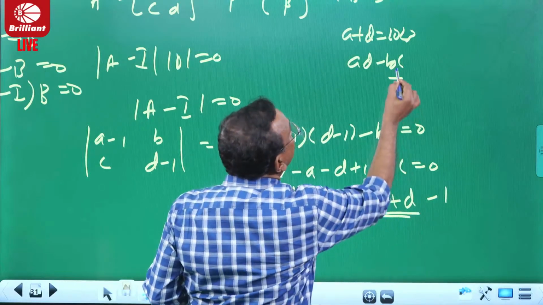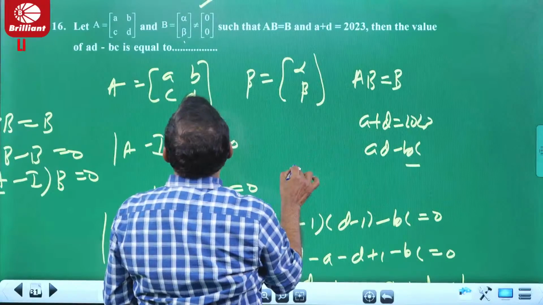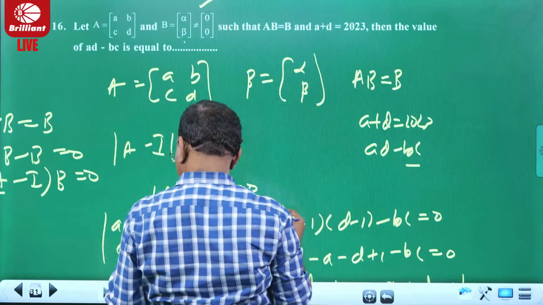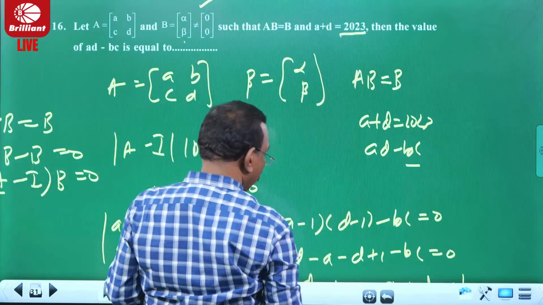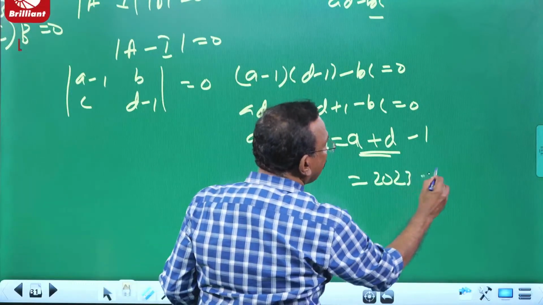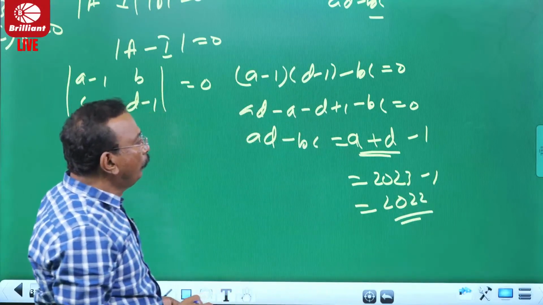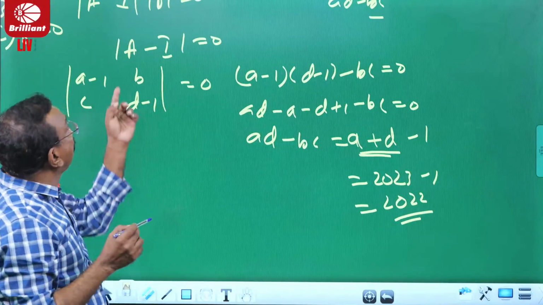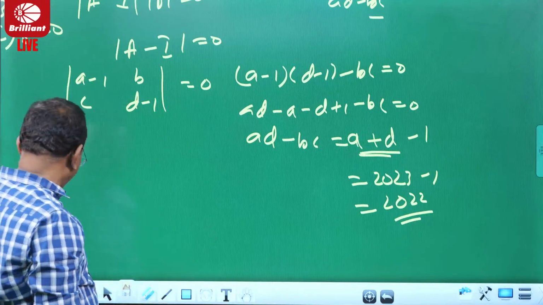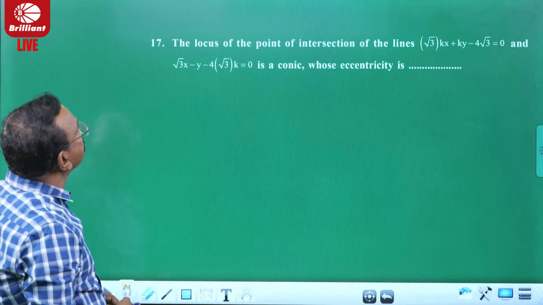Given A plus D is what? 2023. There are so many such problems with the year, which should be noted as 2023. So we can replace it as 2023 minus 1, then the answer is 2022. So this is the way we can put that condition inside and expand them if it is a 2 by 2 determinant. Now you come to the next one, the 17th problem.